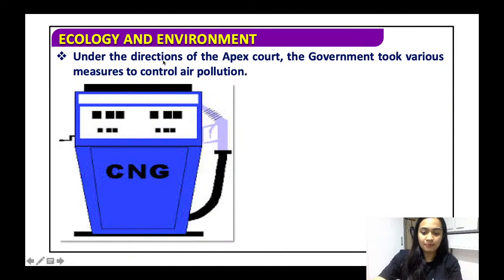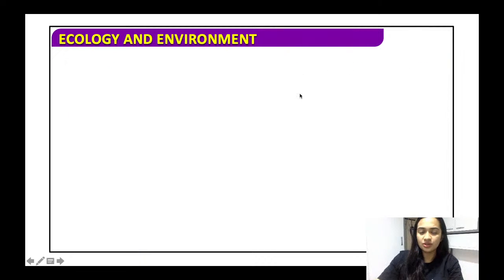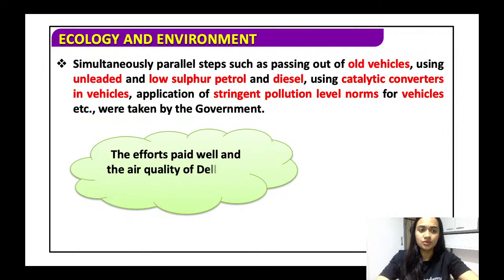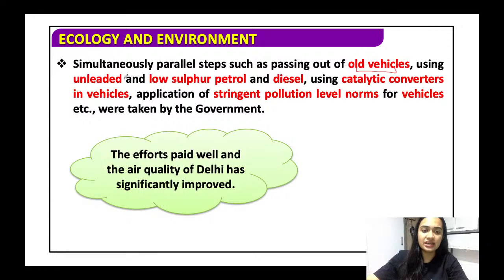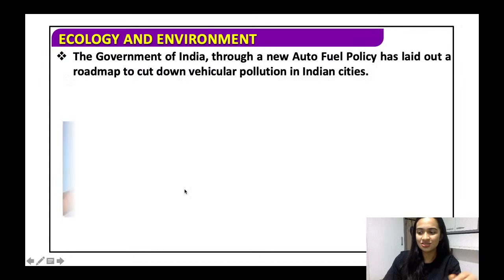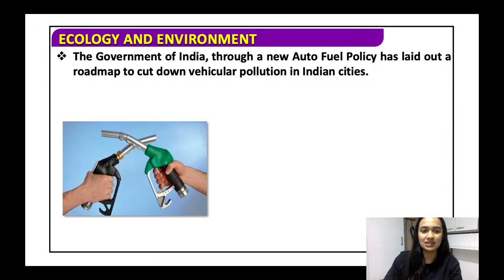Under the directions of the apex court, the government took various measures to control air pollution. What all did the government do? So, simultaneously, parallel steps were taken, such as phasing out of old vehicles, using unleaded, low sulfur petrol. ठीक है, ये सब implement किया गया, and diesel, using catalytic converters in vehicles. We just discussed what are catalytic converters. Now, application of stringent pollution level norms was imposed, especially on vehicles. The odd even rule was imposed. All right. These efforts paid well, and the air quality of Delhi has significantly improved. But this is an old PPT; it has not improved in the scenario of 2020.